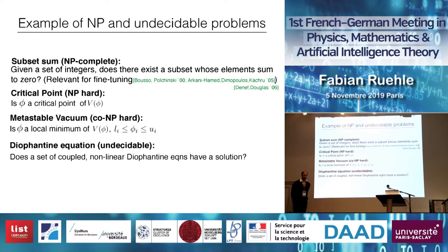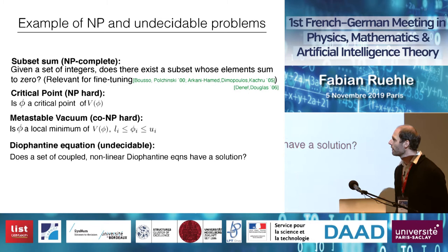So I'm a bit confused. For the critical point problem, you formulate it as a decision problem. You say, is phi a critical point? You'd basically check if V of phi is smaller than a certain value. But is that how you usually check if phi is a critical point? Typically, you take V, you derive it, you put it on phi, and you see if it's zero.